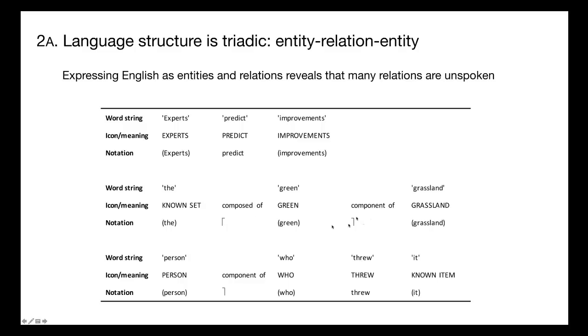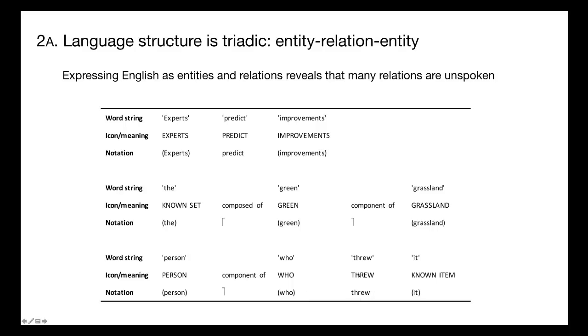So we leave this out. Now here's another one, the person who threw it. So person is some variable for a person to be instantiated, some particular person. Who is sort of referring to something, but again, arbitrary.